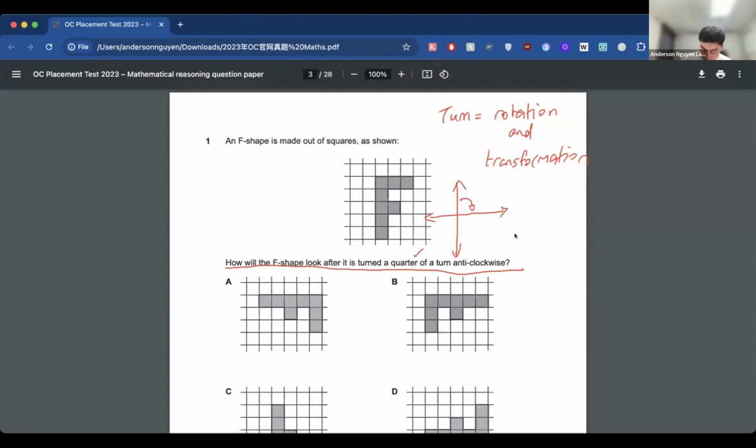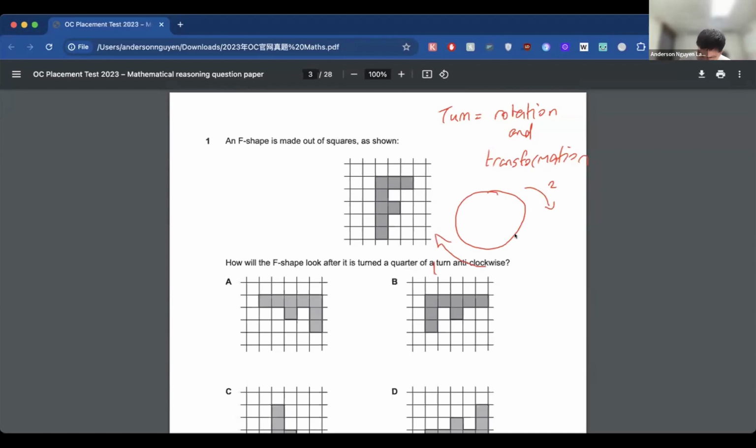The final clue for us is anti-clockwise. Clockwise and anti-clockwise always trick up some of our students. How do we know which way to turn? What's the direction? Now, you can think about a clock, the clock in the name. The way a normal clock turns, if we draw out a little clock or a circle, it goes from left to right.